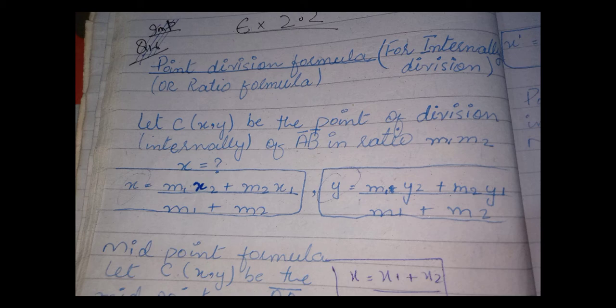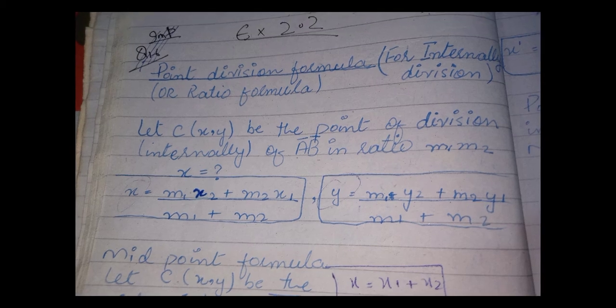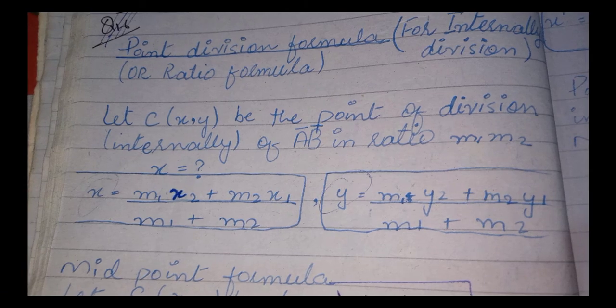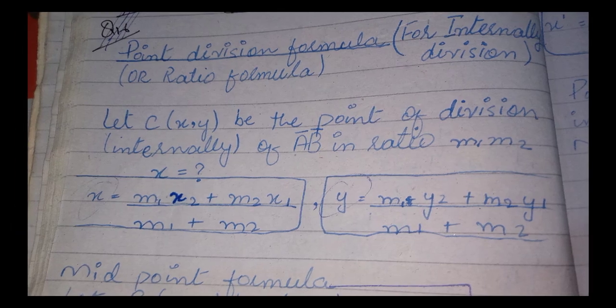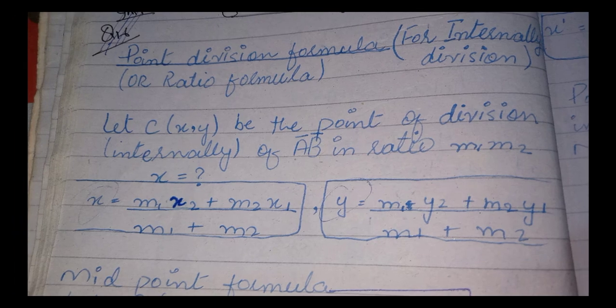And we have its formula: x is equal to (m1 x2 plus m2 x1) divided by (m1 plus m2). What are these values? Here m1 and m2 are considered as ratio. m1 is the first ratio and m2 is the second ratio. What is the meaning of first ratio, second ratio? If we have a bar of 5 centimeter or maybe 12 centimeter, and we are supposed to cut it in the ratio of 4 to 2, then m1 is equal to 4 and m2 is equal to 2. This is what we call m1 ratio m2.